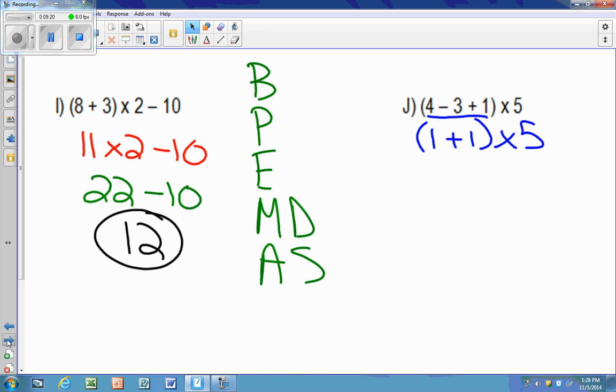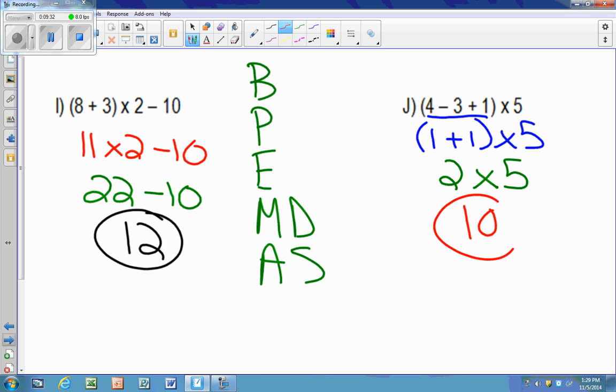Now I still have parentheses, so I still have to do what is in the parentheses. So 1 plus 1 is 2. Now I can drop the parentheses because it's just a single number, and I'm left with 2 times 5. Then after 2 times 5, I have 10, and I have my final answer.